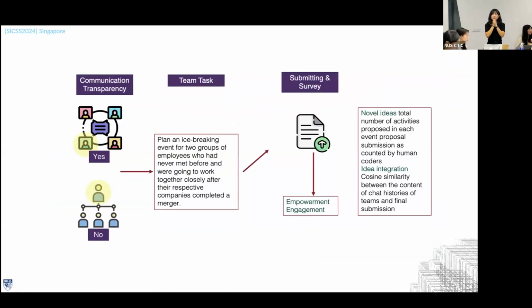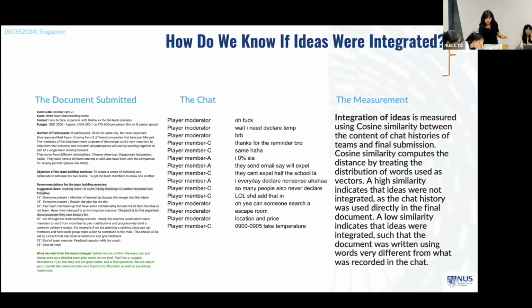What we're really interested in is, by putting people in two different communication circles, will they integrate ideas differently? But we don't want humans to read it. Instead, we want the algorithm to tell us what some of the characteristics are of the chats that people generated and the ideas they submitted. Do they look similar or different? So we have this measurement of integration of ideas. You can see the chat, which is what people did when they were chatting and trying to write up the document.